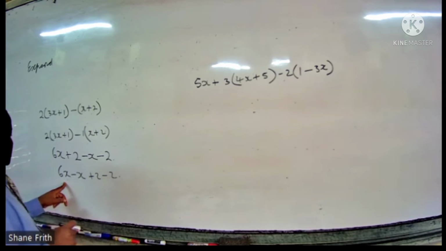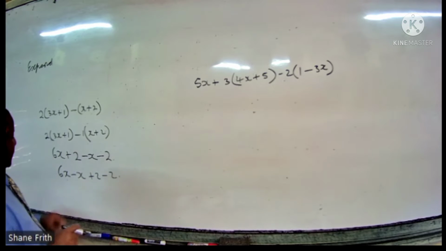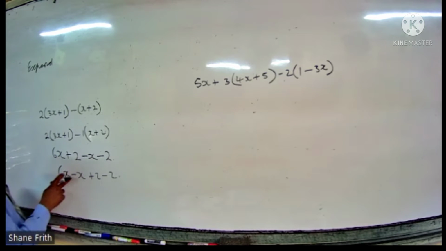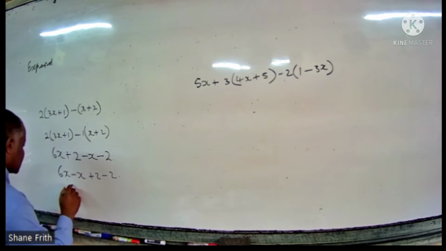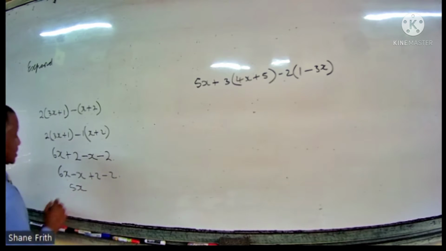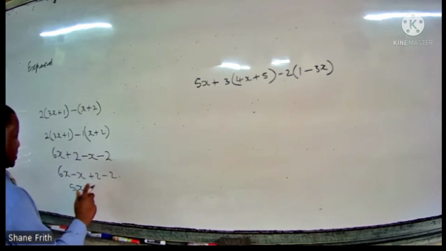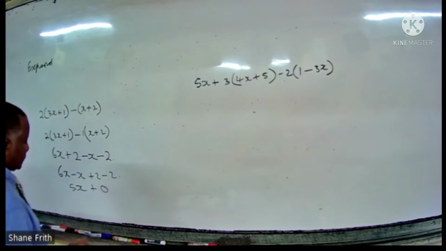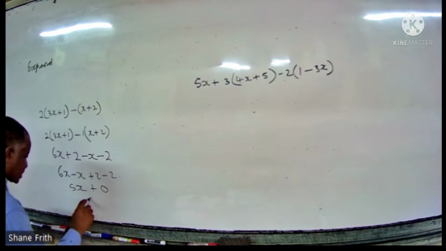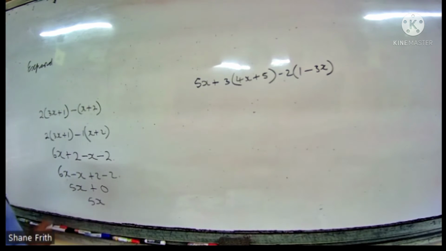So 6x minus x. This is the same thing as saying 6x minus 1x. So that will give me 5x. And of course, 2 minus 2 is 0. So I could write my final answer as 5x. 5x plus 0 is just simply 5x.